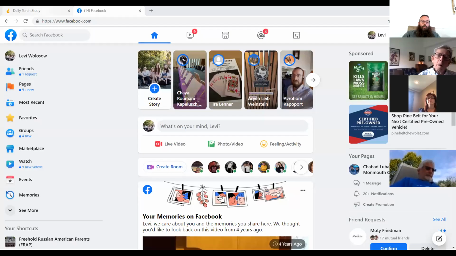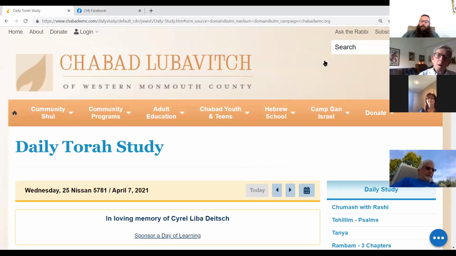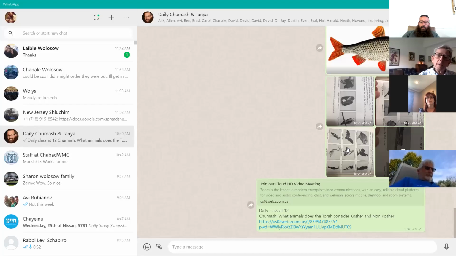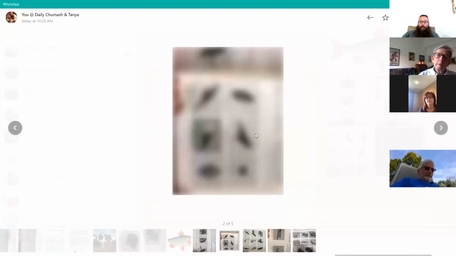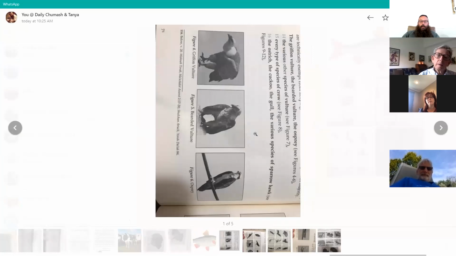Let me get to the phone. If you're on the WhatsApp, you'll notice pictures. I'm going to go straight to those pictures now, do a little show and tell before we get started, so we know what's going on. Here is our group. Not all the pictures are straight up, but we'll manage.